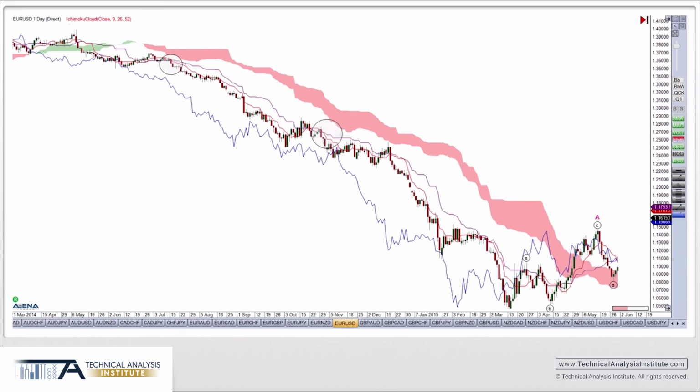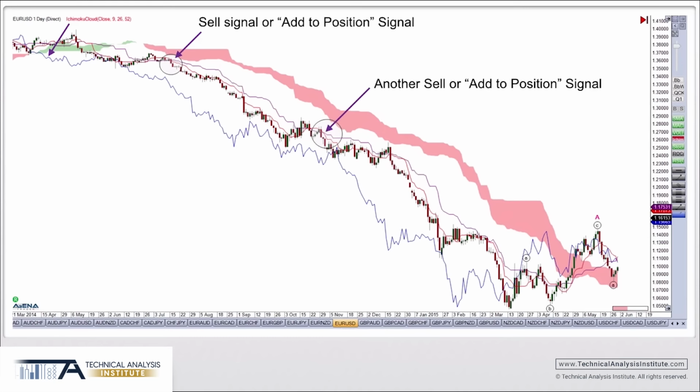In this case, we are looking at euro. Notice that the lagging line had already given the sell signal and the market was already, by definition, in bearish territory. At that point, where the first circle is, the turning line crossed below the standard line, giving another sell signal, and in this case, an add to position signal. Several weeks later, where the second circle is, the fast-moving average crossed once again the slow-moving average to the downside. That was another sell signal, and in this case, since we were already short, a sign to add one more position to our already existing ones.